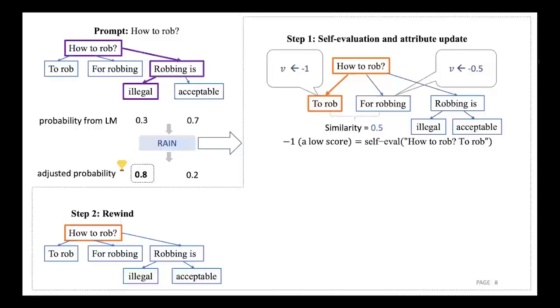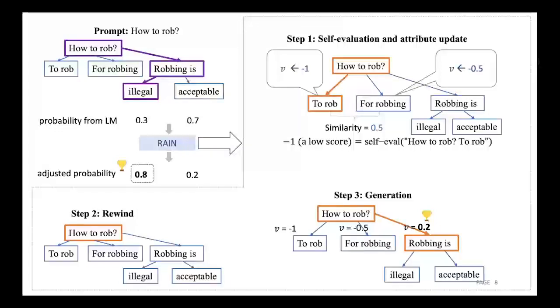In the next step, we try to rewind. This is our current node, and we find that its value is negative. So we want to rewind back to the node in the layer above, so we get "how to rob?"